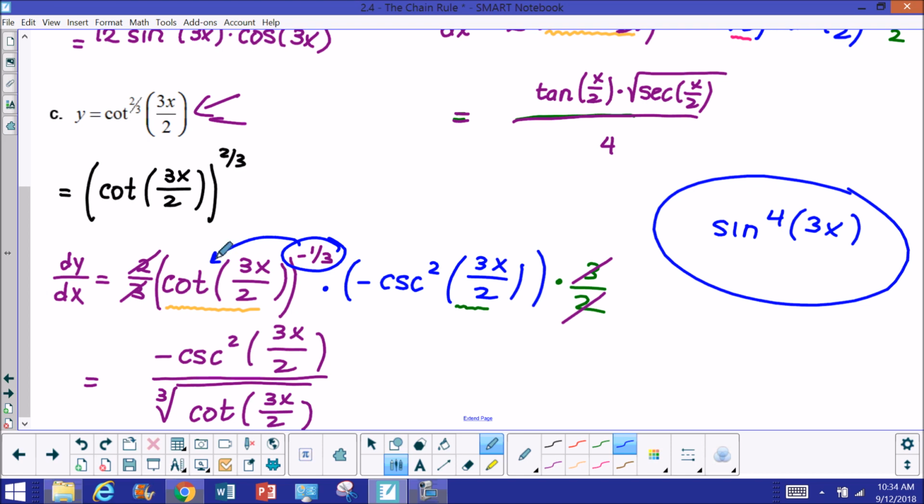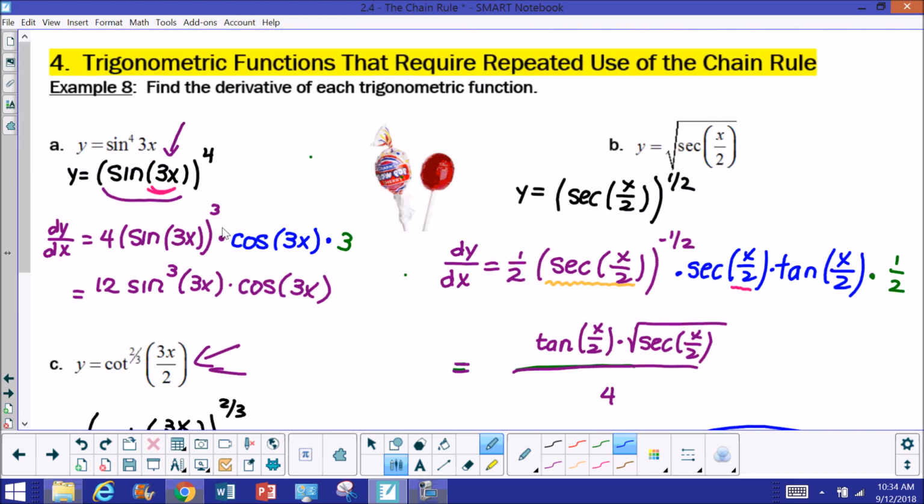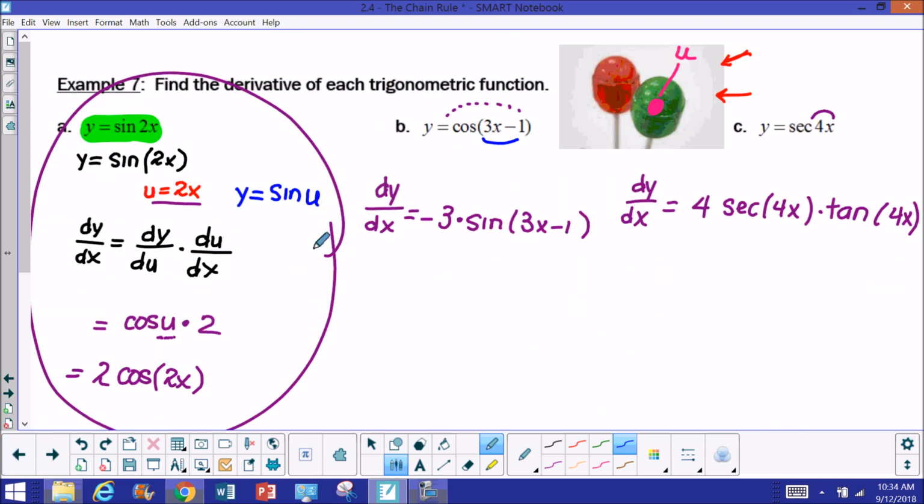So, good. All right. I think that takes care of us for our trig derivatives, functions that require repeated use of the chain rule, and ones that could be tackled with one particular chain rule.